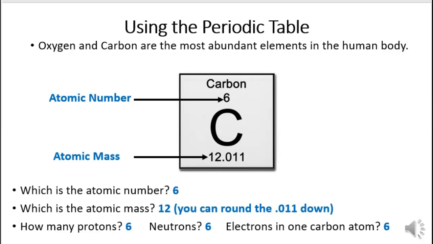The atomic number for carbon is 6, and the atomic mass is 12. So that tells us there are 6 protons, 6 neutrons, and because there are 6 protons, there must be 6 electrons.